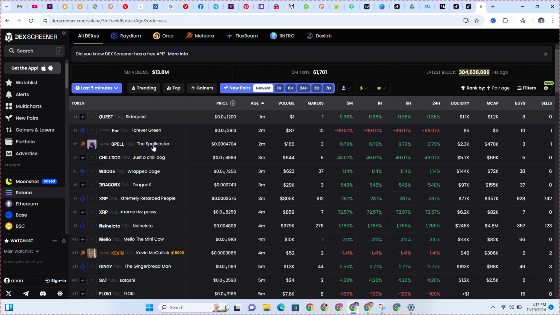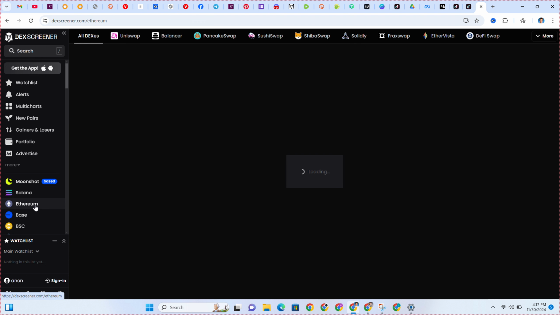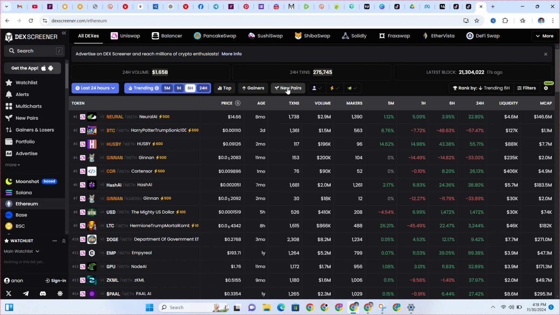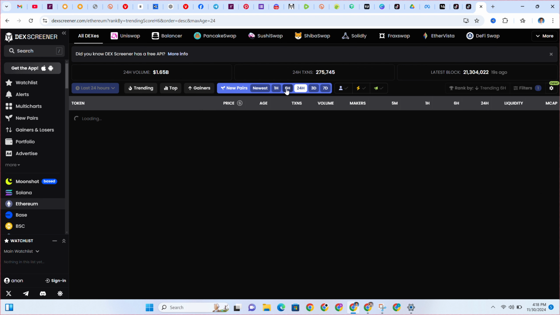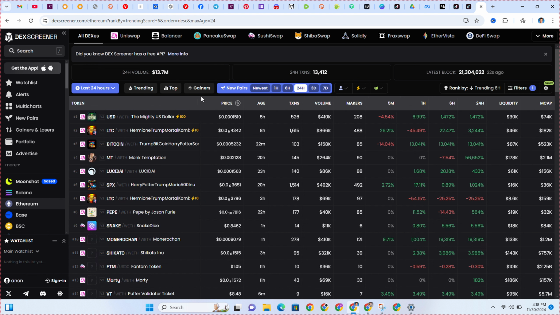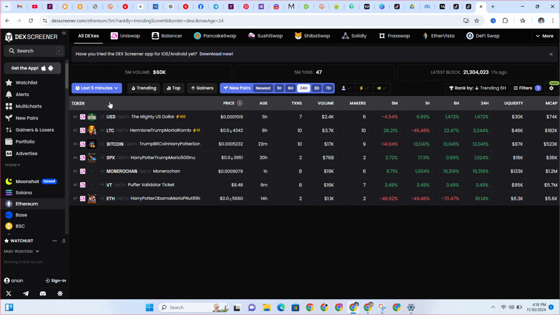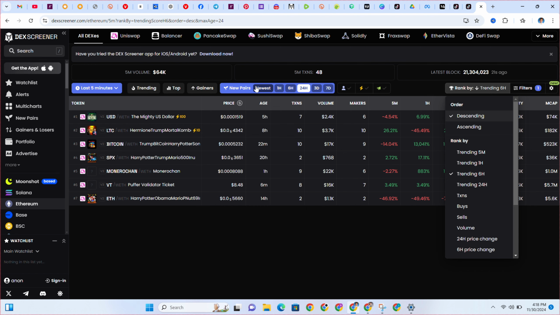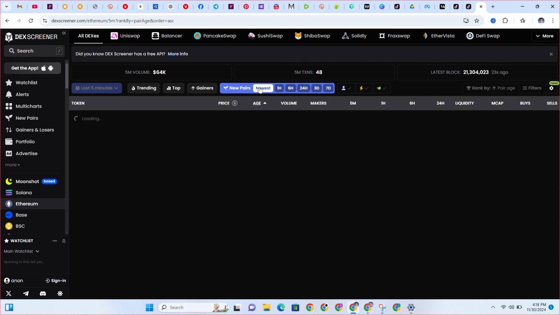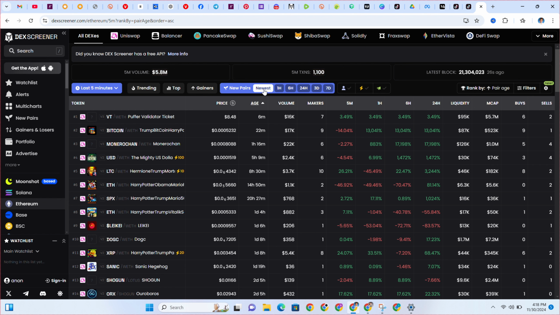And with this same filter, if I go on to Ethereum, I'll be able to find a whole lot of meme coins. You just switch it to new pairs, and once I've switched it, you come on here and change this to 5 minutes. It's basically how you can find meme coins. If you want to buy early, you'd see a whole lot of new meme coins that are launching very early.